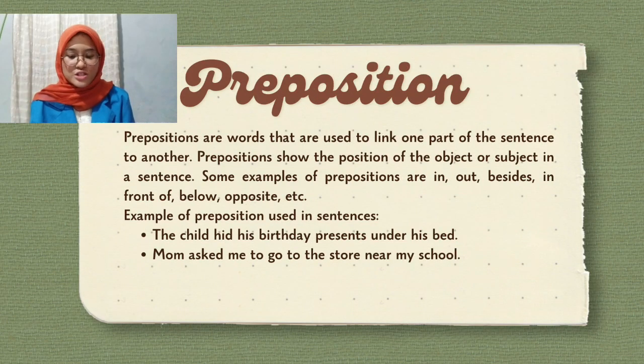Next is preposition. Prepositions are words that are used to link one part of the sentence to another. Prepositions show the position of the object or subject in a sentence. Some examples of prepositions are in, out, beside, in front of, below, opposite, etc. Example of prepositions used in sentences: the child hid his birthday presents under his bed. Mom asked me to go to the store near my school.